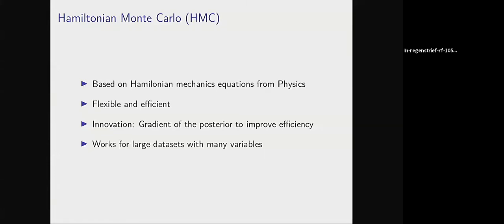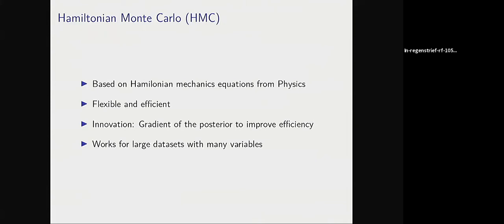So Hamiltonian Monte Carlo is a newer Markov chain Monte Carlo technique. It's based on the Hamiltonian mechanics equations, the differential equations that originate in physics and are used to model the laws of motion. And those equations actually have roots in differential geometry. So there's quite a lot of theory that supports this methodology. It's very flexible and efficient, and the essential innovation that Hamiltonian Monte Carlo has over other standard methods like Metropolis or Gibbs is that Hamiltonian Monte Carlo uses the gradient, or the derivative, of the log posterior to help guide the Monte Carlo simulation.